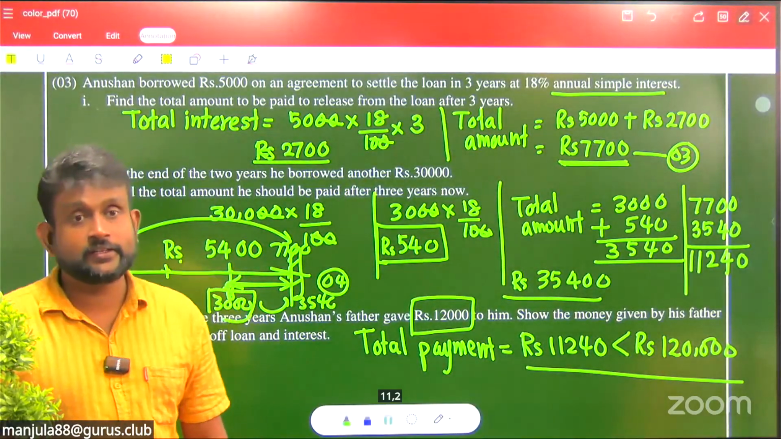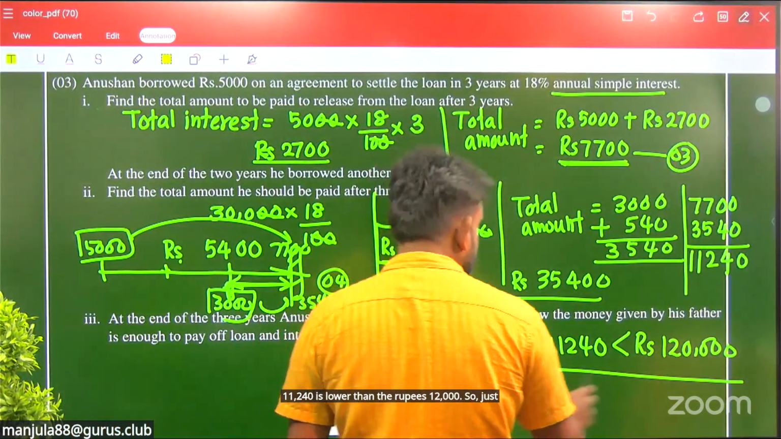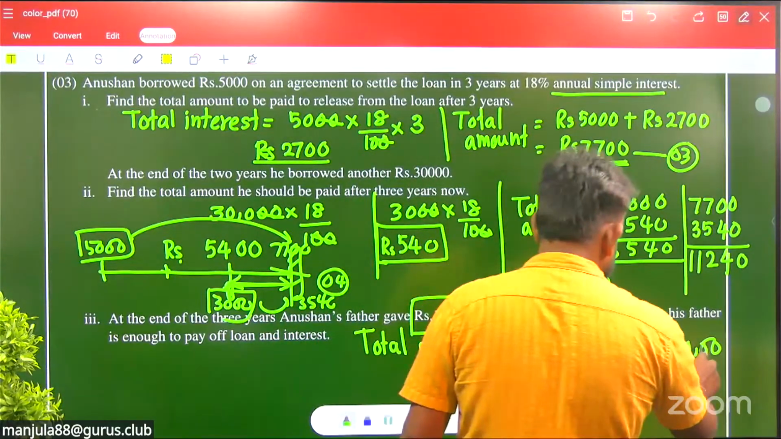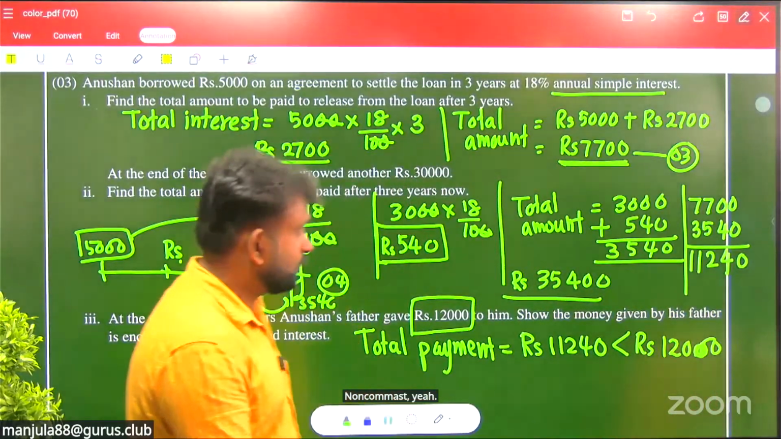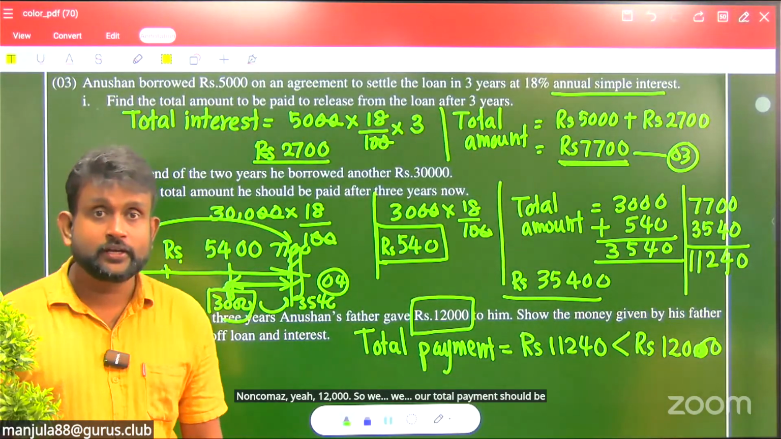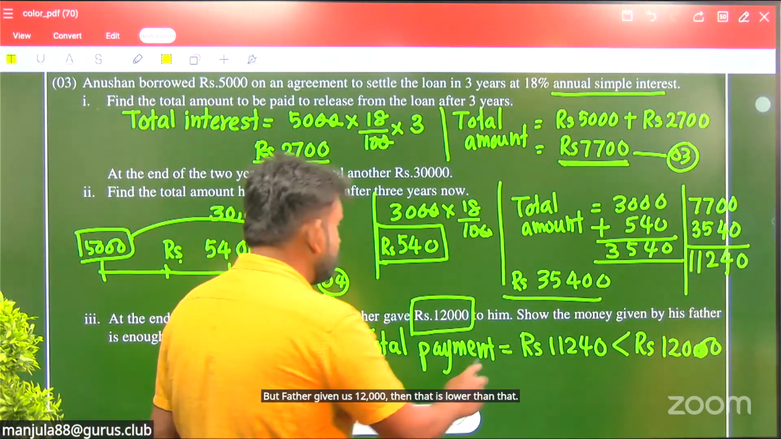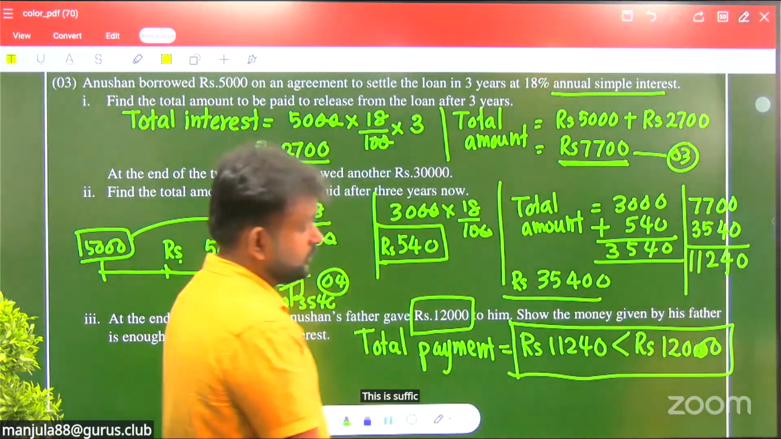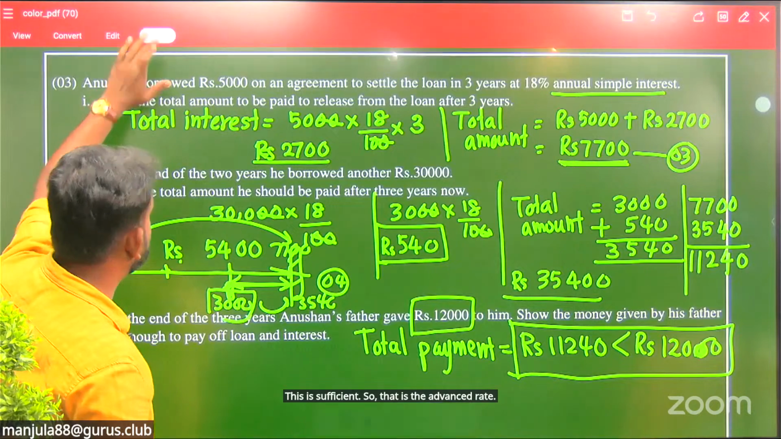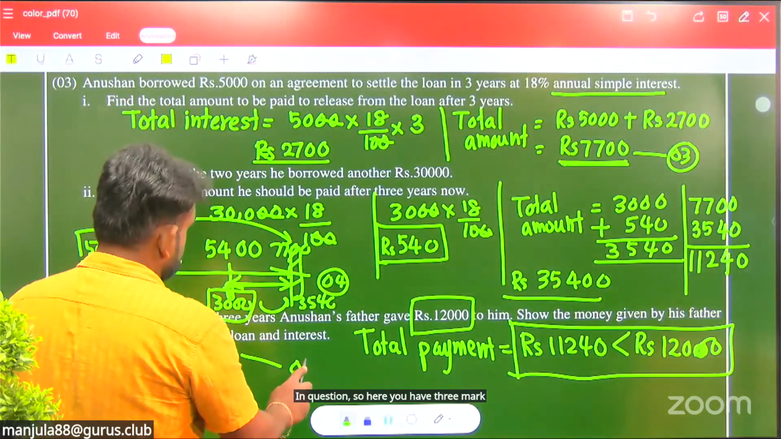11,240 is lower than the rupees 12,000. So just 12,000, no commas there, 12,000. So our total payment should be 11,240, but the father has given us 12,000, so that is lower than that. This is the maths way you write. This is sufficient. So that is the advanced trick. Any questions? So here you have 3 marks for showing this expression.